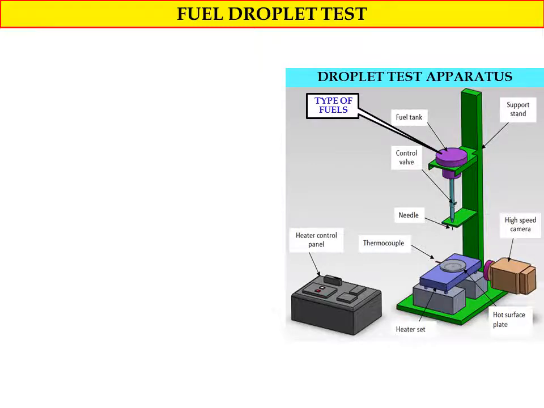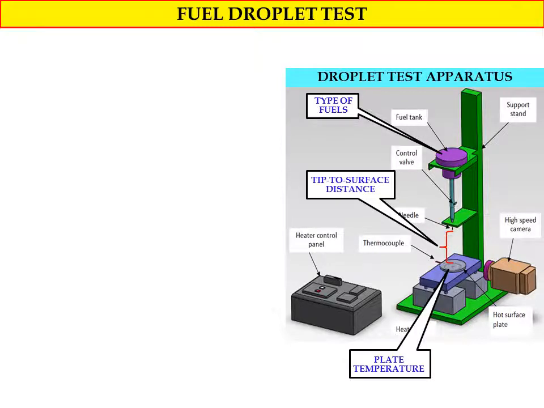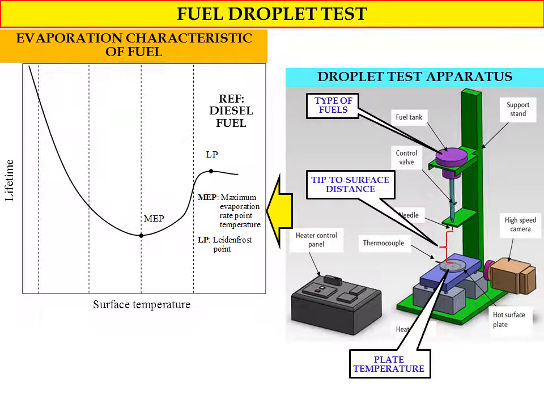Okay, so this is the simple test apparatus for the fuel droplet test. In terms of parameters during the investigation, first we have the type of fuel, different types of fuel. Second, different tip-to-surface distance. And the third one is the plate temperature. From this investigation, the main data that we will obtain is the evaporation characteristic of fuel. The graph shows the general features of the evaporation characteristic for diesel fuel. The information that we have from this characteristic is the droplet lifetime versus surface temperature. If the droplet lifetime increases, that means the evaporation rate of the fuel will reduce.